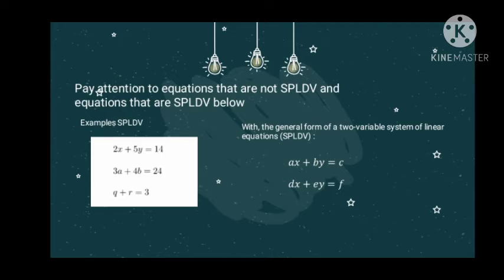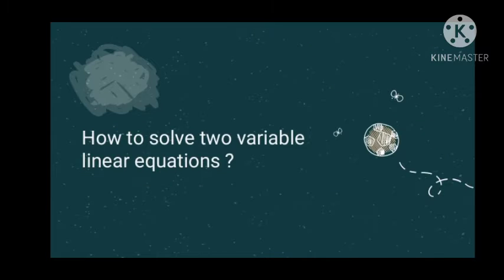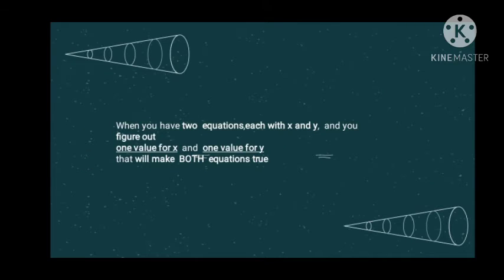With the general form of a two-variable system of linear equations, or SPLDV: ax plus by equals c, or dx plus ey equals f. Now, to solve a two-variable linear system, when you have two equations each with x and y, you figure out one value for x and one value for y that will make both equations true.